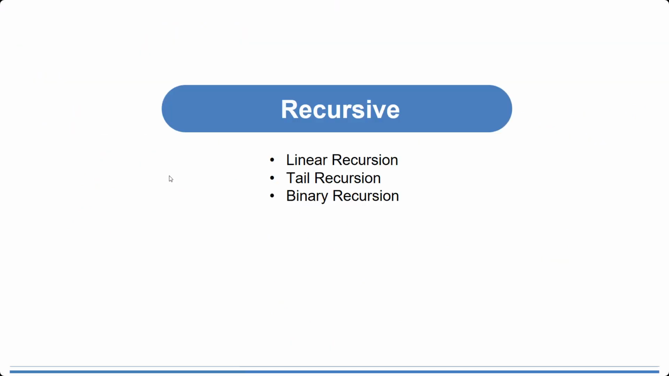In recursion, there are at least 3 kinds of variants. Actually, there are more than 3. But for this chapter, I'm going to teach you only 3 kinds of variants. The first variant is linear recursion, and then we will take a look at tail recursion and binary recursion.